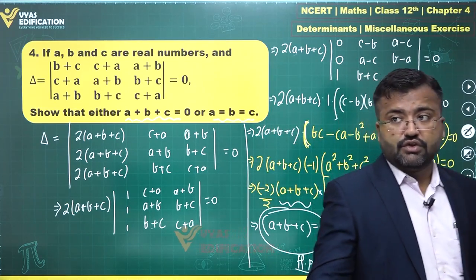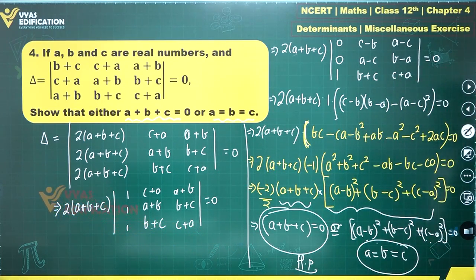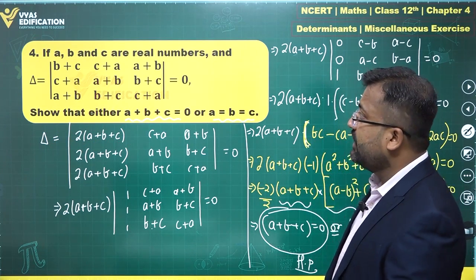That's the complete proof using simplification of determinant like this. Let me get a side so that you can take a look at the complete solution of this question. And yes, that's all for this question. Let's move on to the next one.